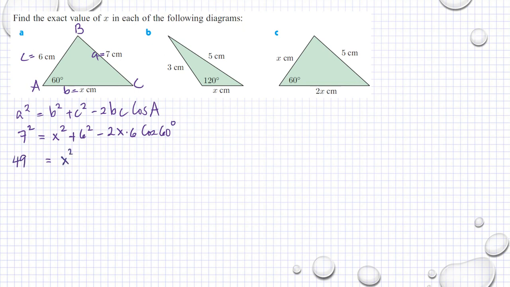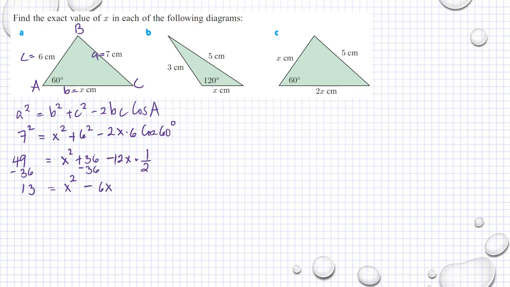Then we have x squared plus 36 minus 2x or 12x multiplied by cosine 60, the special angle, that is 1/2. Then we have x squared. If we subtract both sides of the equation by 36, x squared minus 6x is equal to 13.